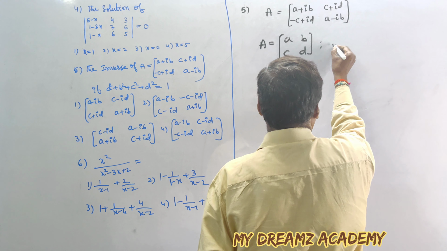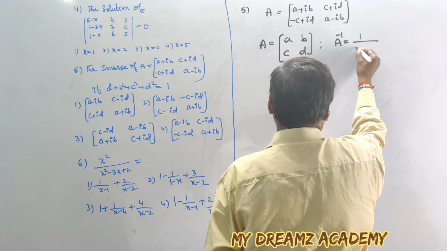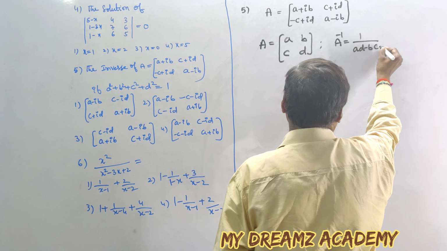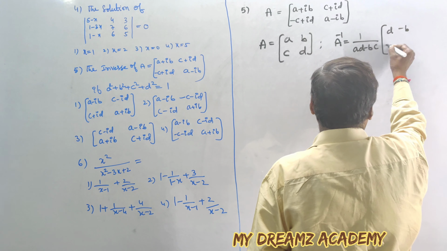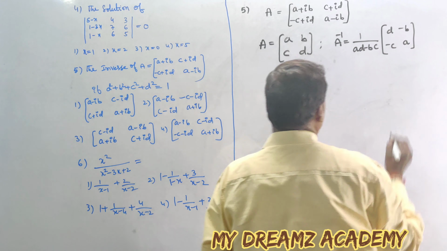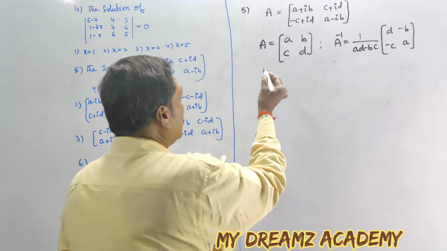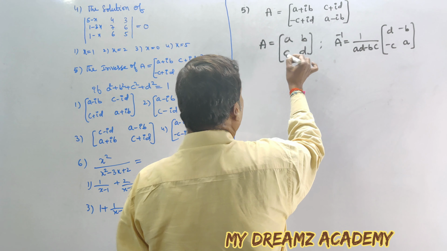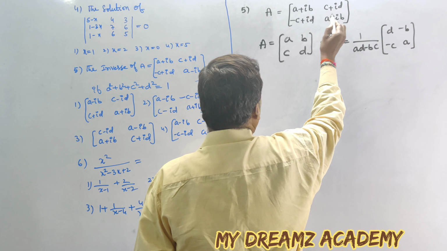Directly, I am writing the A inverse formula for 2 by 2. You have to remember: determinant is AD minus BC, into adjoint, which is D, minus B, minus C, A. Now see here, A is equal to the matrix A, B, C, D, then the inverse is this.